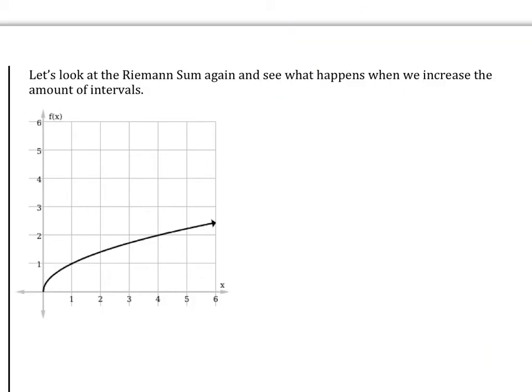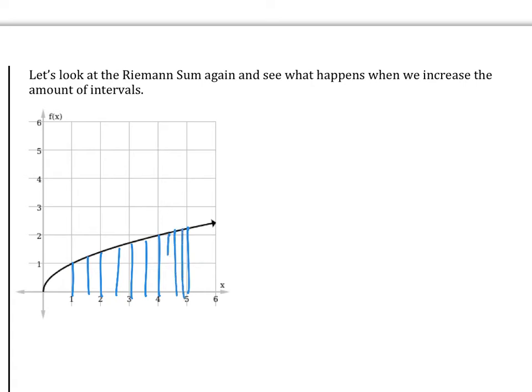Now we're going to take this shape and think about what happens if I were to increase the amount of areas. So same thing, we're going to take it from 1 to 5. This time, instead of 4 intervals, let's increase it to 8. So I'm going to halve this. And let's say I draw some rectangles again. Let's draw it from the left. Would this be a better estimate than the previous one? Of course it would.